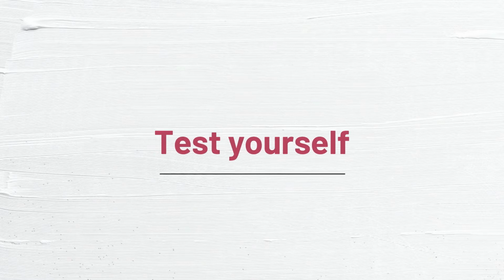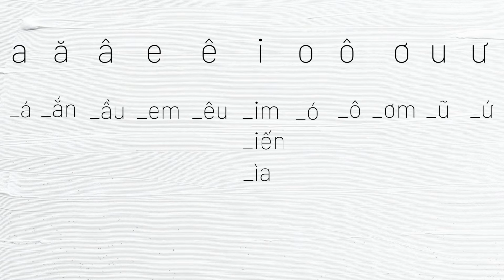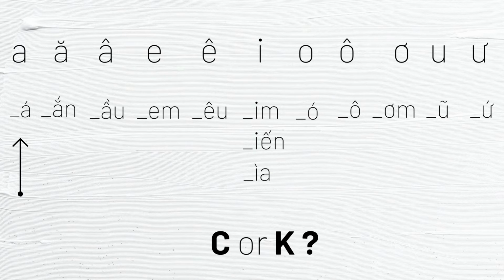Now test yourself. Here's a list of Vietnamese single vowels, and if you want to learn more about them, I'll put a link in the description box, so check it out. And here we have all the example words for each of those vowels. Now we're going to use the spelling rule we just learned and decide whether to use C or K for each word. You have 3 seconds to think and then I'll show the answer. Let's start.